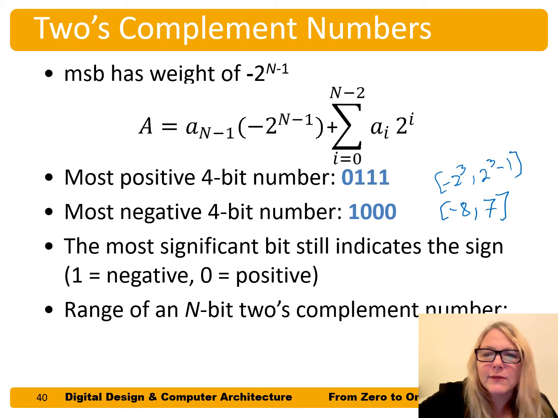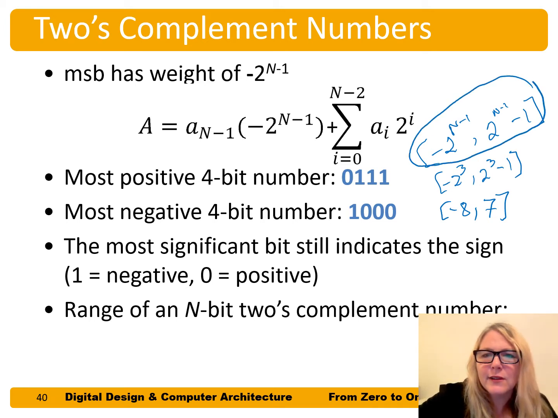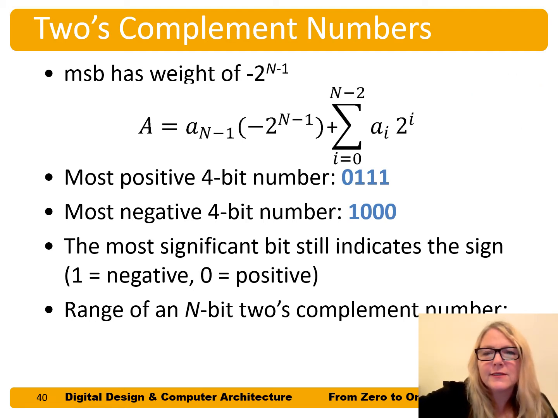So we could write that in terms of n: -2 to the n minus 1, to 2 to the n minus 1, minus 1. And so generically, for any n-bit 2's complement number, here's our range.